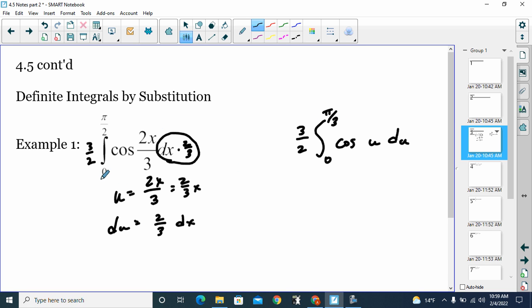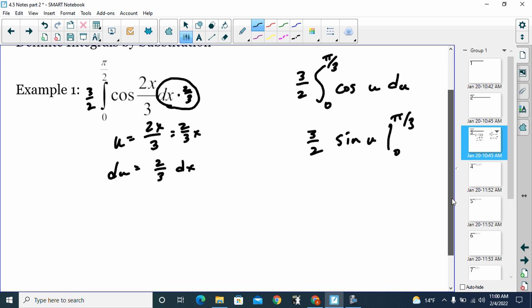And now we can ignore all of this. Just treat it as though this is the original problem. With indefinite integrals, we had to change back to x. We don't need to change back to x at any point here. So we're going to integrate cosine u. The integral of cosine u is sine u. Just going to bring my 3/2 down. And we are integrating from 0 to pi over 3. Again, I'm not substituting back in for x. If I do, I'm going to have to change these back to x values.